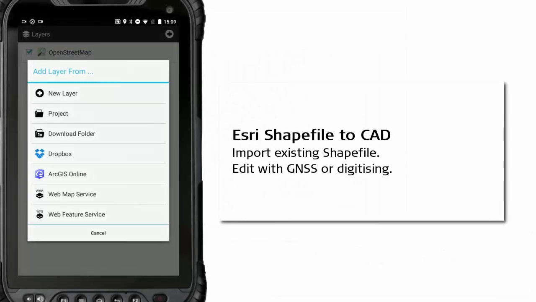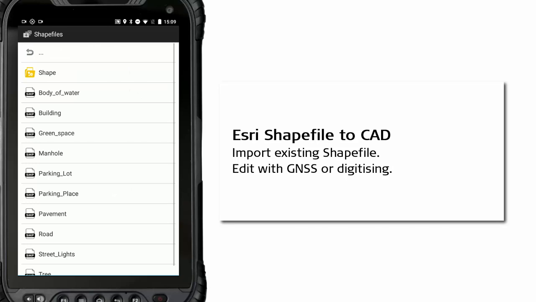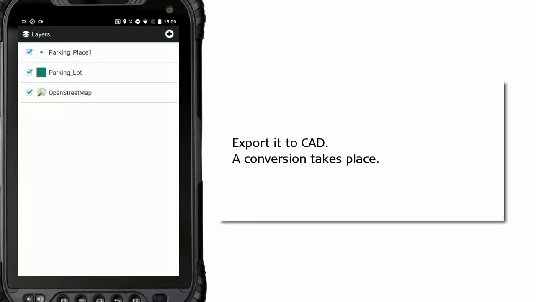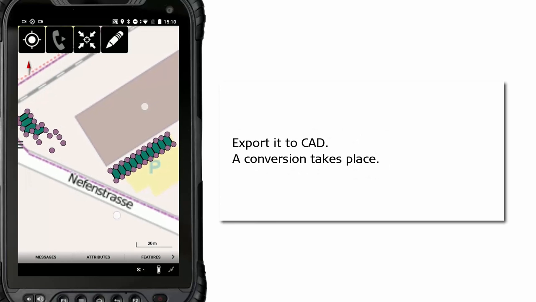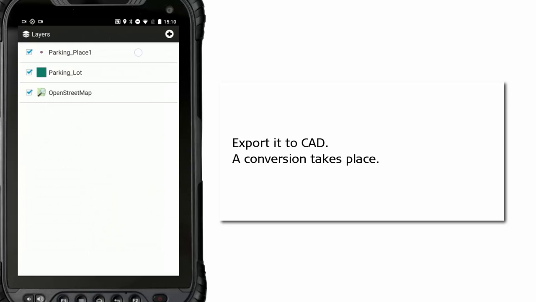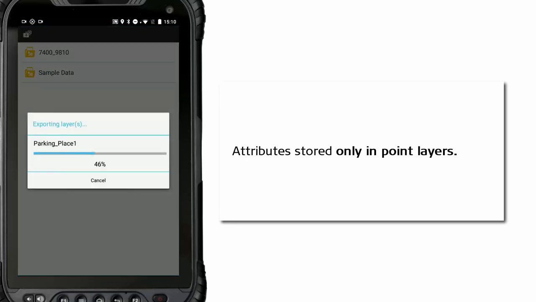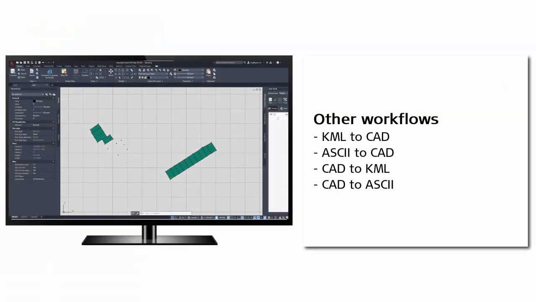You can import an existing shapefile in Zeno Mobile and make edits using GNSS or by digitizing. When you share the shapefile to DXF or DWG, a conversion takes place. Keep in mind that only attributes in point layers will be stored. In addition to the previous workflows, you can also share KML to CAD, ASCII to CAD, CAD to KML, and CAD to ASCII.